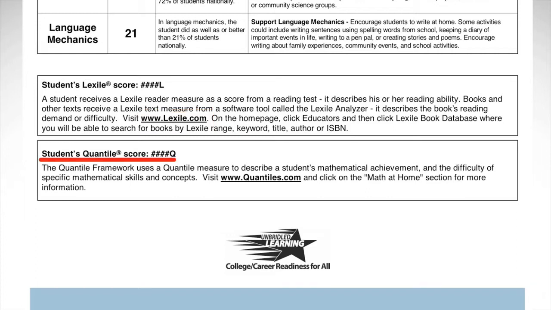Quantile describes a student's mathematical achievement. By going to quantiles.com, you can learn more about the student's mathematical skills and understanding of concepts. Plus, you can also find activities parents can use with their children.